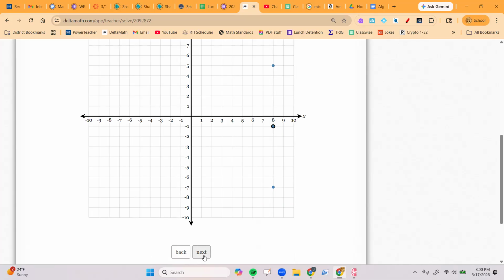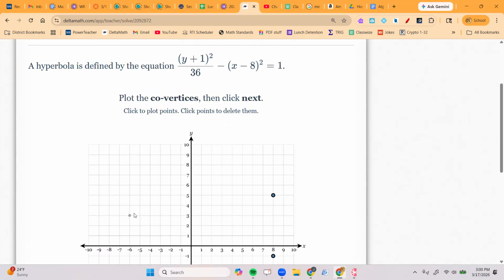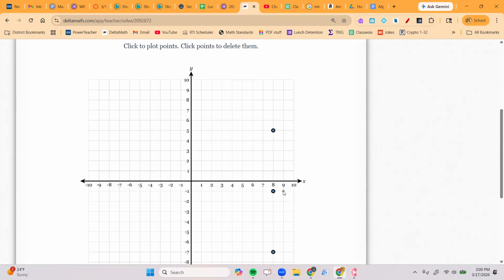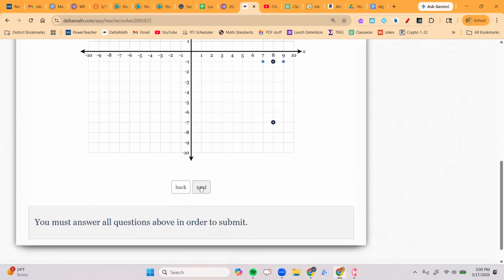Do you want to guess what it's going to ask for next? You nailed it. The co-vertices are next. And the co-vertices, since the vertices were up and down, the co-vertices by default will be sideways. And how are we going to know how far out to go? What is my B value? 1. It is 1. It's underneath the second fraction. It's not really a fraction, so it's like over 1. So we're going to just move out 1 and 1. Those are our co-vertices. And we're going to click next.